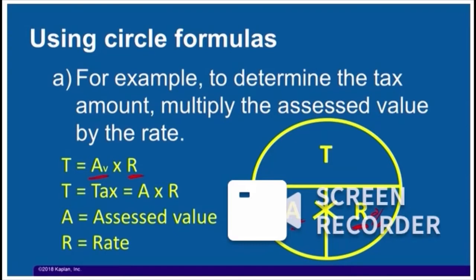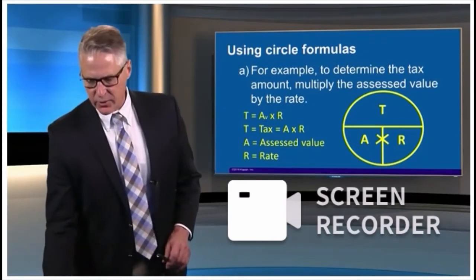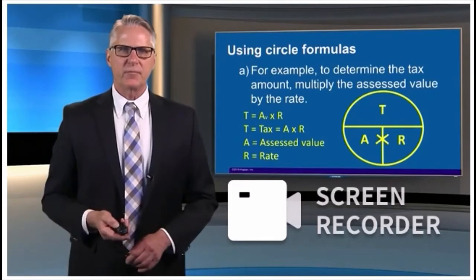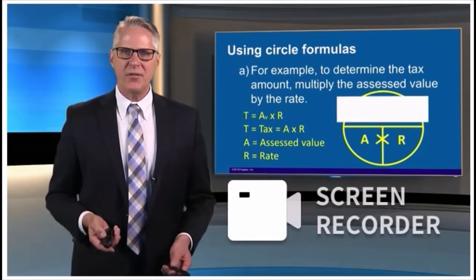And once again, if someone said, hey, the assessed value is this, the taxes you paid is that, what is the rate you were charged? You cover it up and it says take T divided by A. Take the taxes paid divided by the assessed value, and boom, you'll find that tax rate. That's what makes these things kind of cool. These little circle formulas. Cover what you're looking for. I got to solve for taxes. Take the assessed value times the rate.